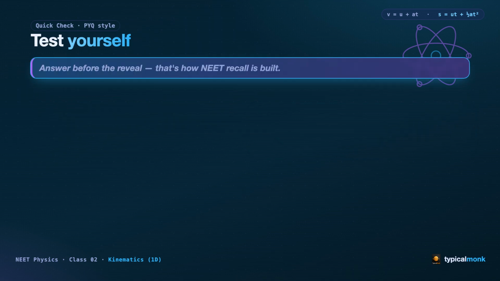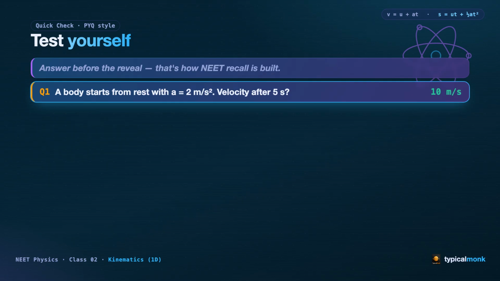Time to test yourself, rapid fire. Here is the rule. I ask, you answer in your head before the reveal. No pen, no paper, just the equations you built today. Question 1. A body starts from rest with an acceleration of 2 meters per second squared. What is its velocity after 5 seconds? v equals u plus at, so 0 plus 2 times 5, 10 meters per second.